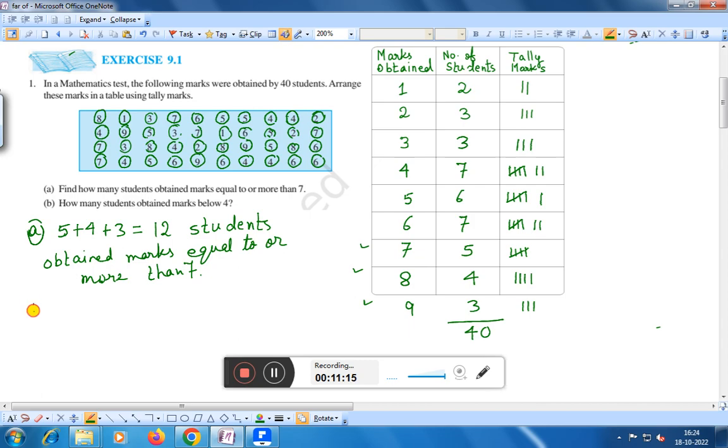Question number B is, how many students obtained marks below 4? Below 4 means this one, 3, 2, and 1. That is 2 plus 3 plus 3. 3 plus 3 is 6 plus 2 is 8. That is equal to 8 students.